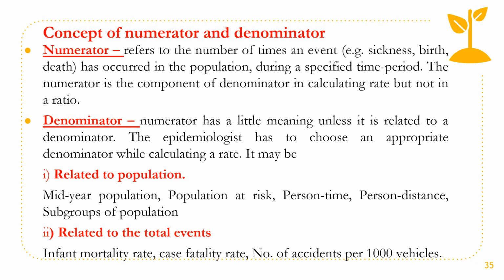Coming to the denominator, a numerator has little meaning unless it is related to a denominator. The epidemiologist has to choose an appropriate denominator while calculating the rate. A rate means it should have both numerator and denominator, and they should be related. I will explain how it should be related. Related to the population, like mid-year population, population at risk, person-time, person-distance, subgroups of the population. Then related to the total events, for example infant mortality rate, case fatality rate, or number of accidents per 1,000 vehicles.